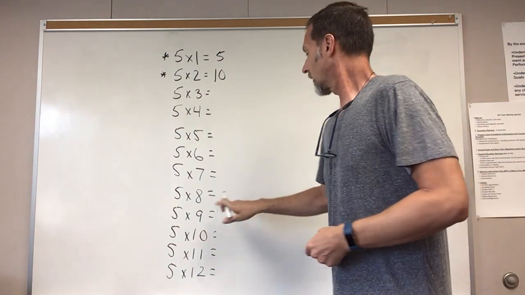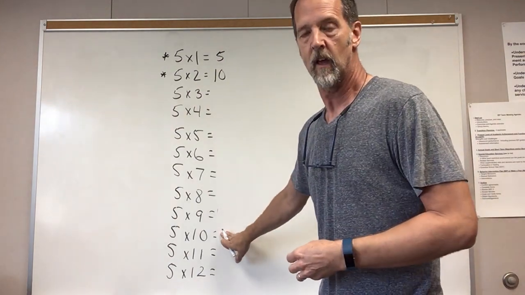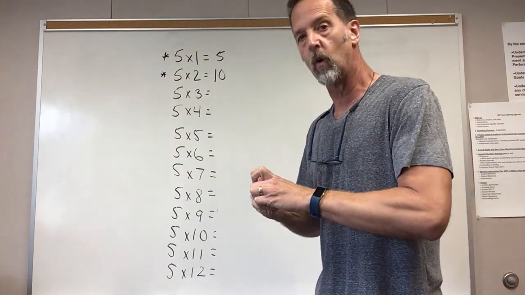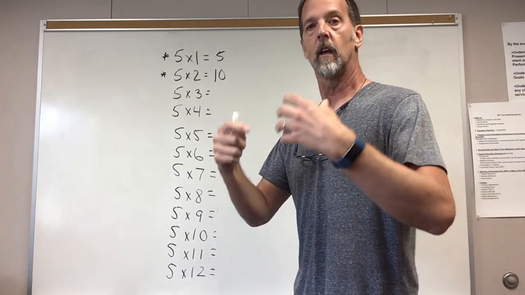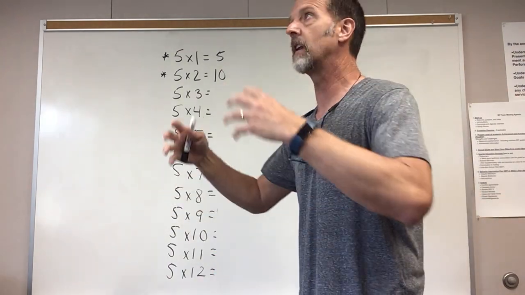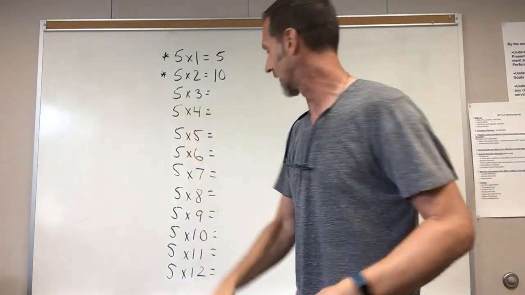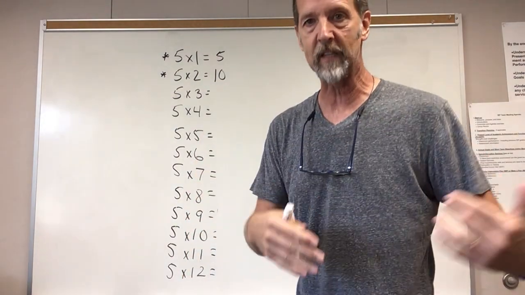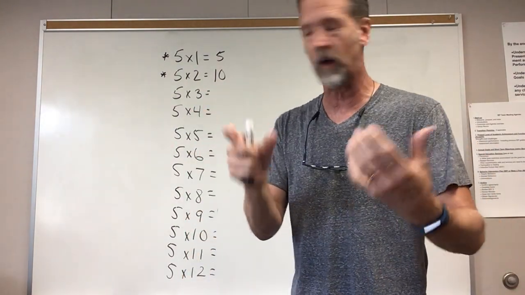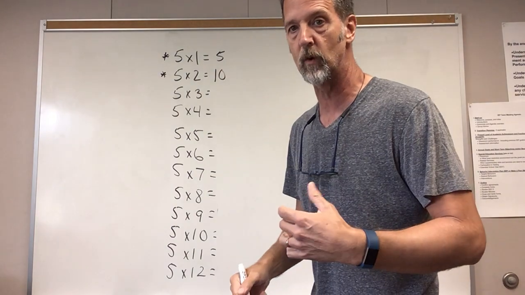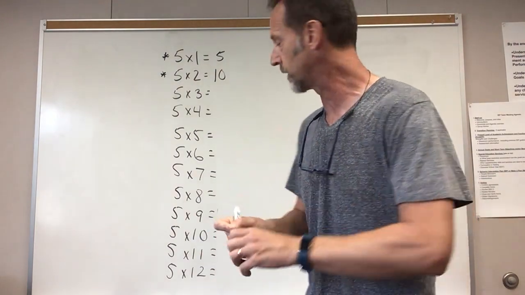Okay, coming down here to times 10, I think you know, and I hope that you know, that any number times 10 is going to give you that multiple of 10 where you have that number and a 0 at the end. So for example, 2 times 10 was 20, a 2 with a 0 on the end. 5 times 10 is going to be a 5 with a 0 on the end. It's going to be 50.